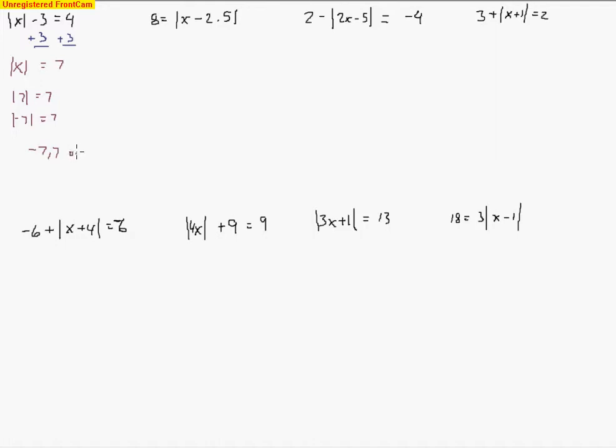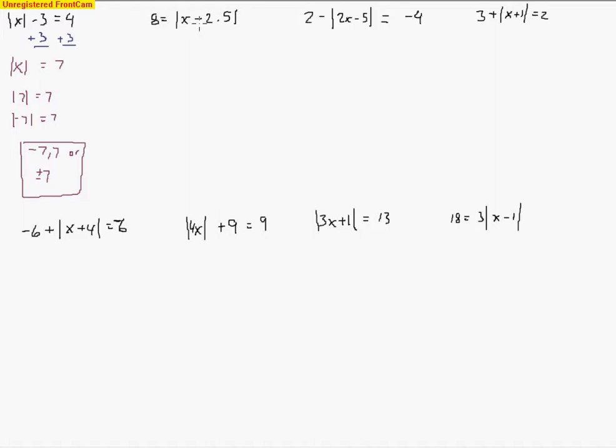Or, in this case, since they're the same value, just one's negative and one's positive, you could write the answer as plus or minus 7. Take a look at the next one. It's a little bit different. And the reason it's different is because we have more inside the absolute value bars.